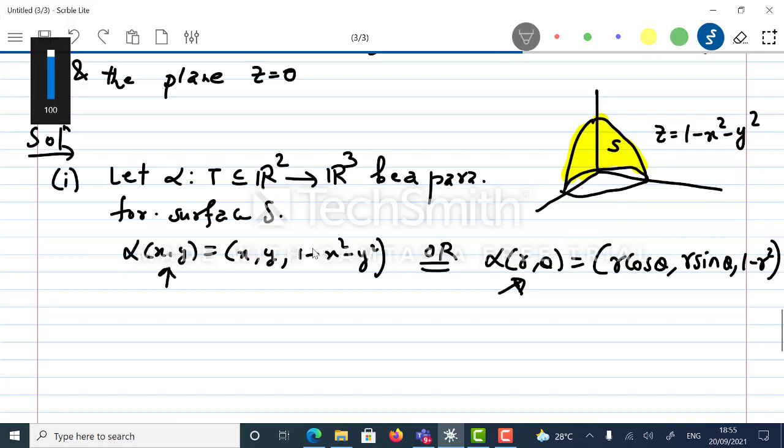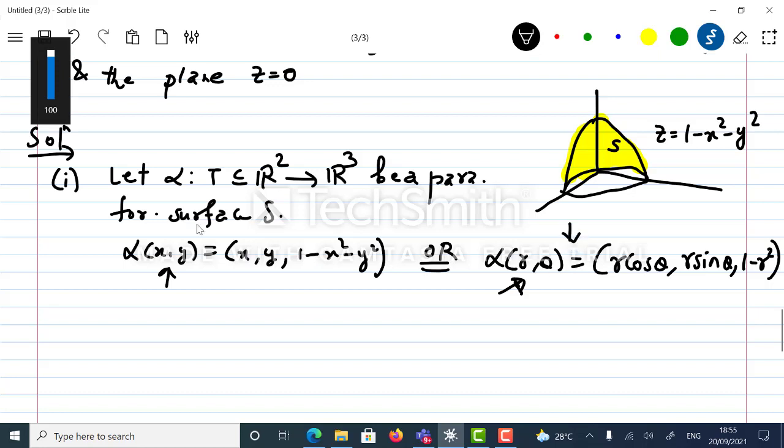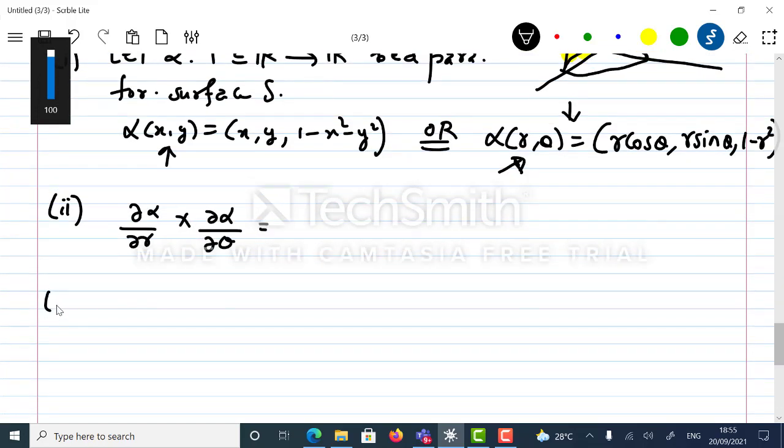So again, instead of using polar later on, I will be using this, right? Then the second step is you need to find out ∂α/∂r cross ∂α/∂θ. This is the second step. So I'm not writing it now. I hope you will do this. Then the third step, you need to find out f of α(r, θ).